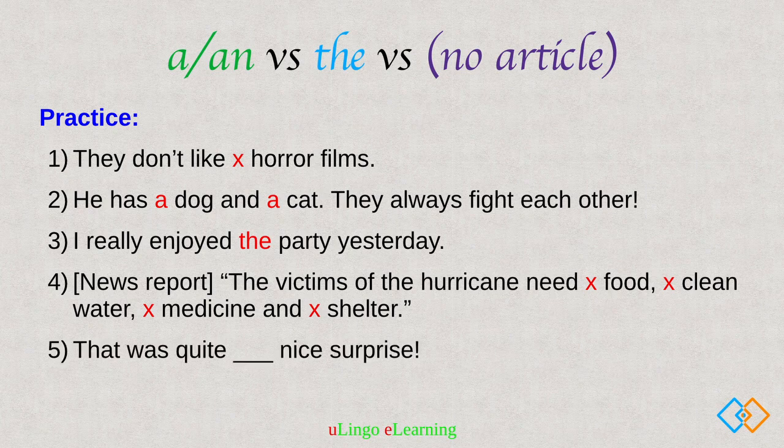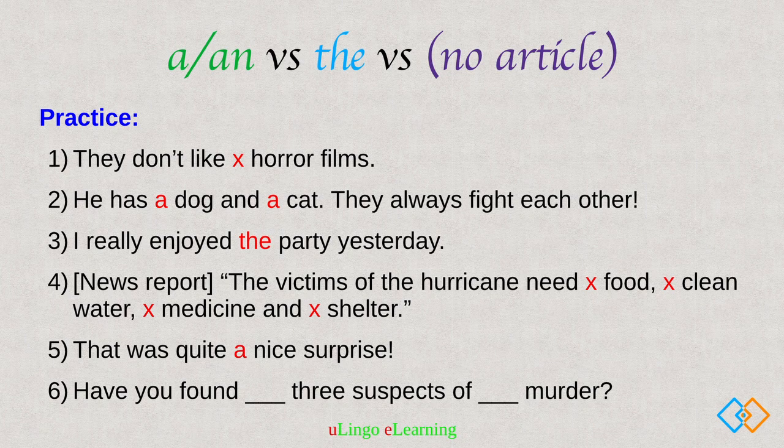Sentence 5. That was quite a nice surprise. And the answer is, that was quite a nice surprise. Sentence 6. Have you found 3 suspects of murder? And the answer is, have you found the 3 suspects of the murder? This sentence may be spoken by a lawyer or an investigator who are doing an investigation about the 3 suspects of the murder, and they want to mean specific suspects and a specific murder. That's why they say the 3 suspects of the murder.